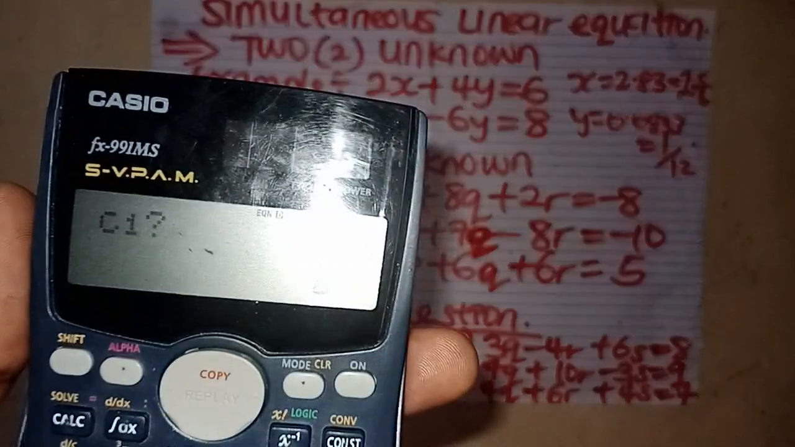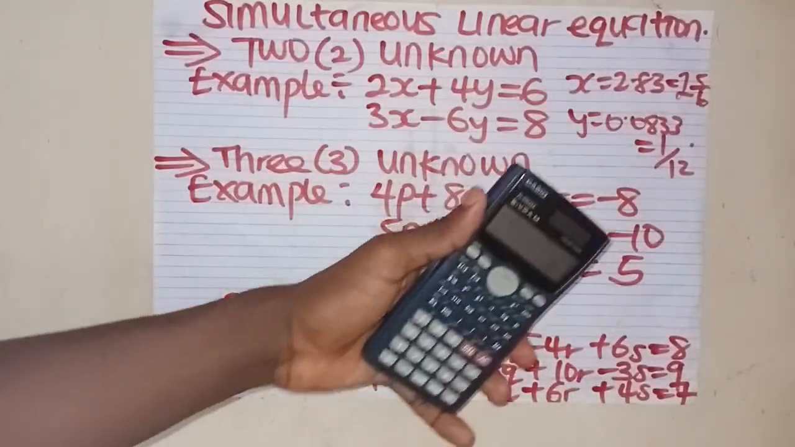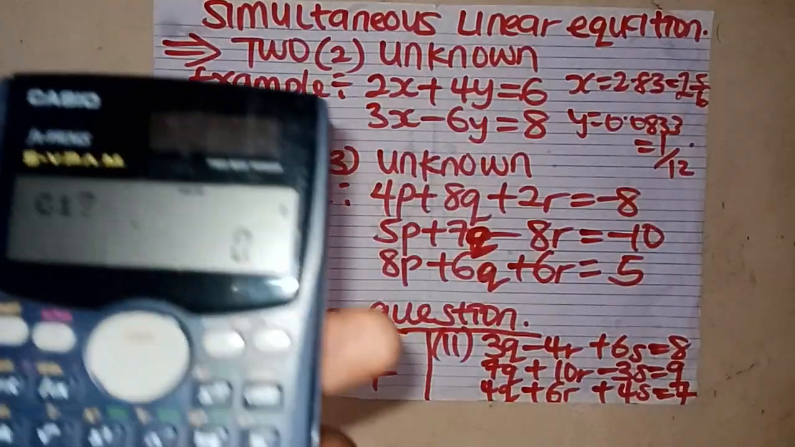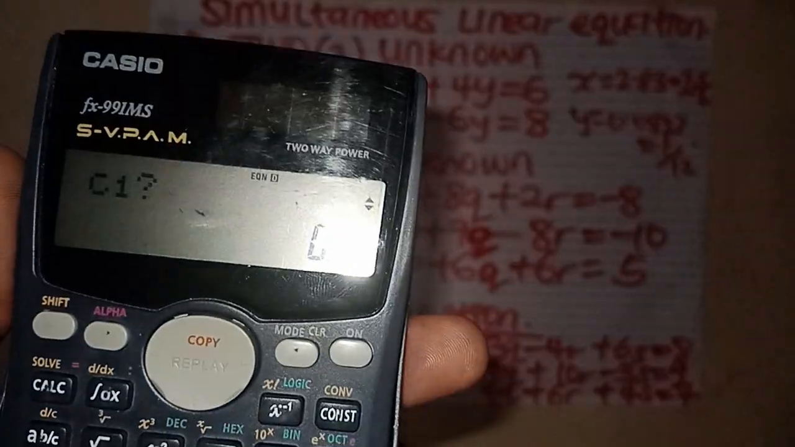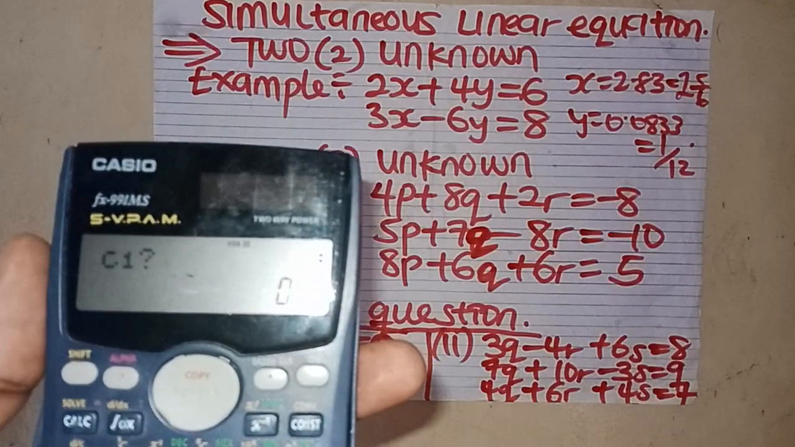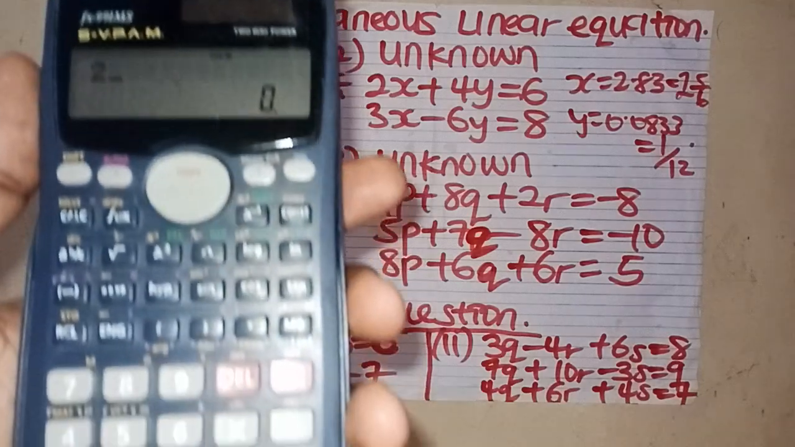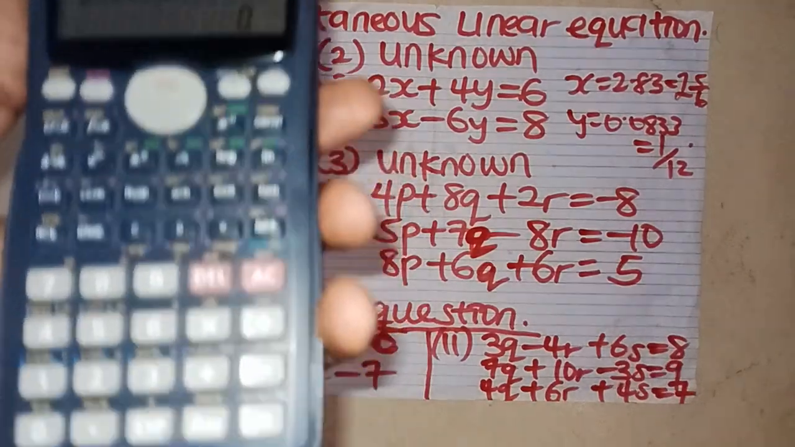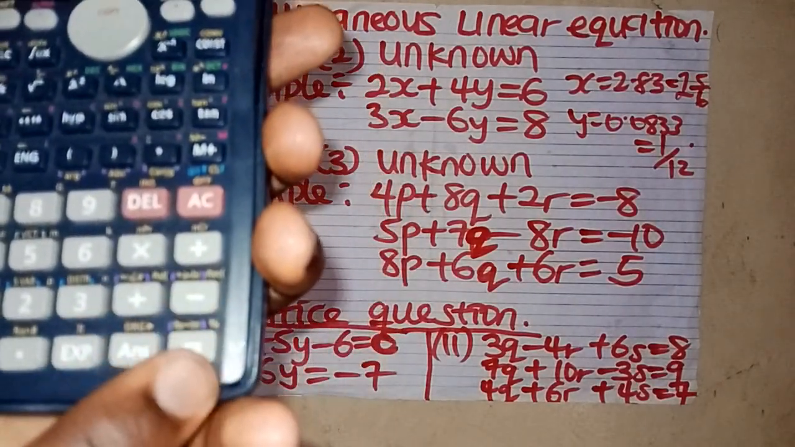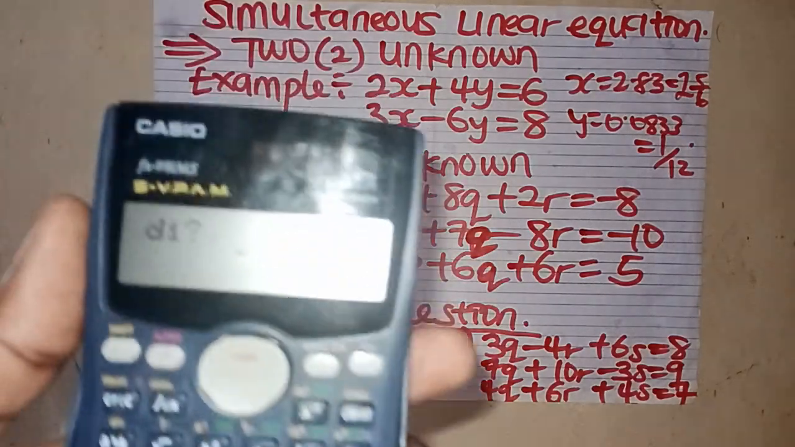So you can see what it brought, C1. This is my C1, which is 2. So I'll press my 2 here. Then I'll press equal to. So it brought what?